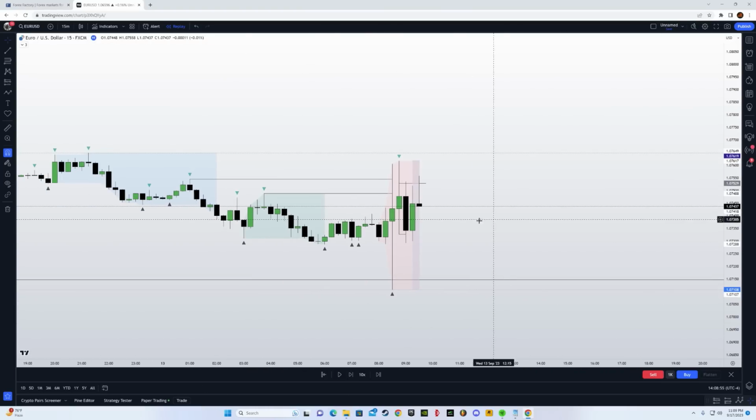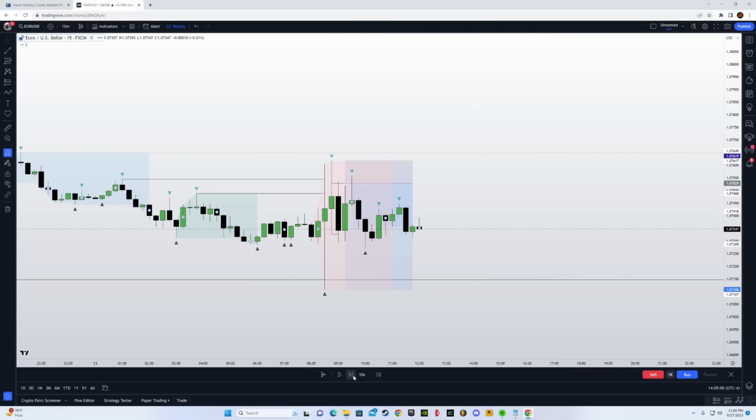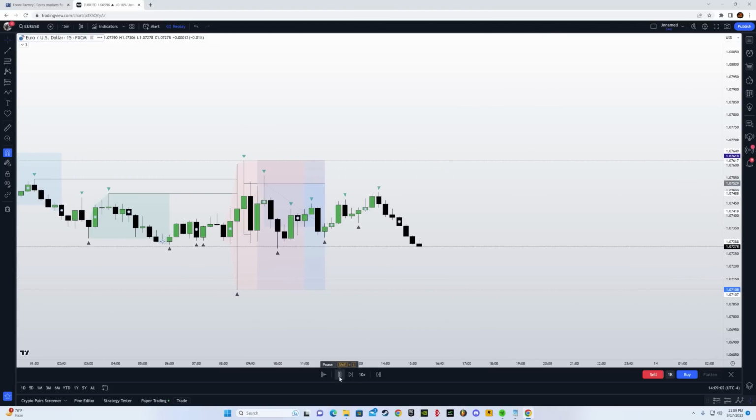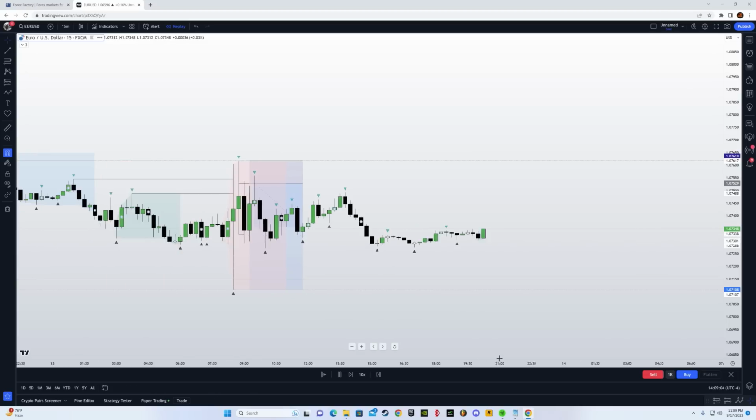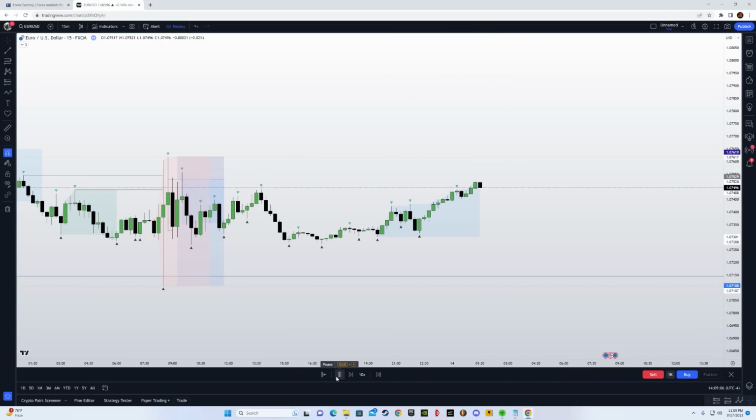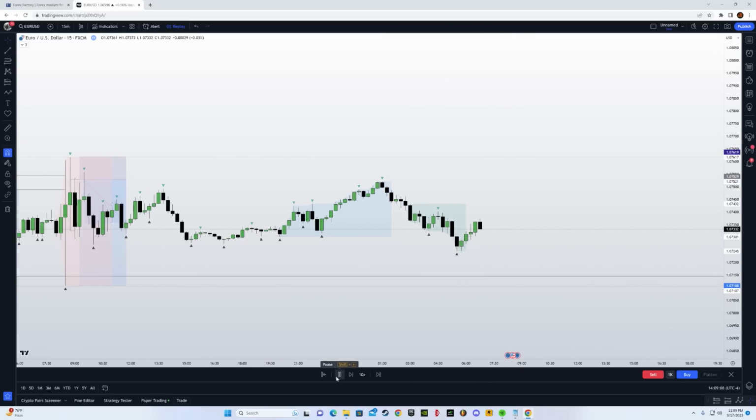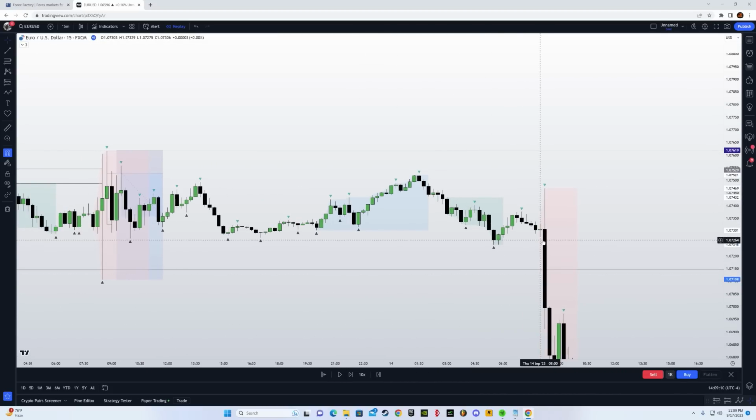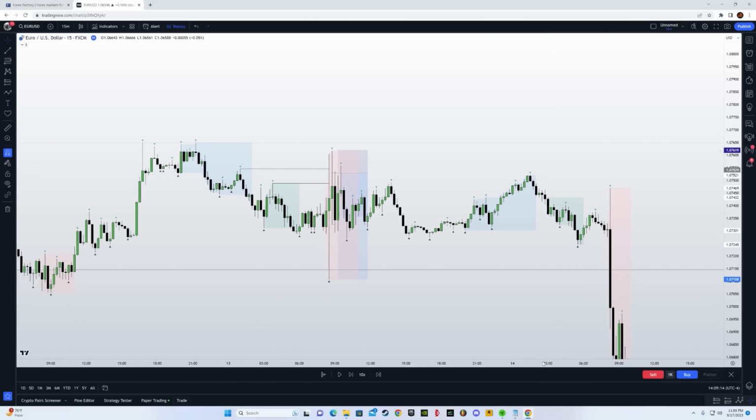So that is when we got our entry, and if I play this through, it goes on for some time, but eventually it hits our take profit level. Now, this is very, very mechanical, guys. If you think about it, you're only looking for a set of rules, and this should work for you like a charm.